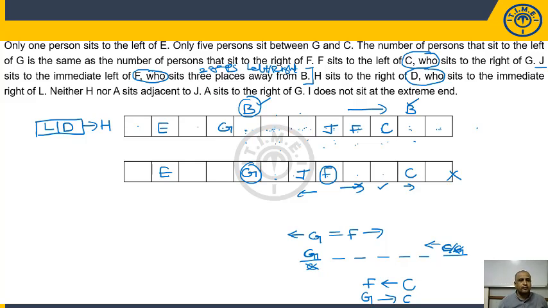Okay, let's move further. Neither H nor A adjacent to J. So it cannot be H, it cannot be A.